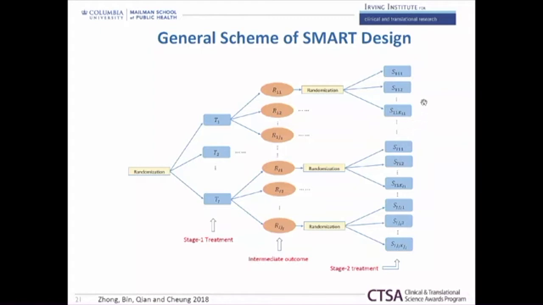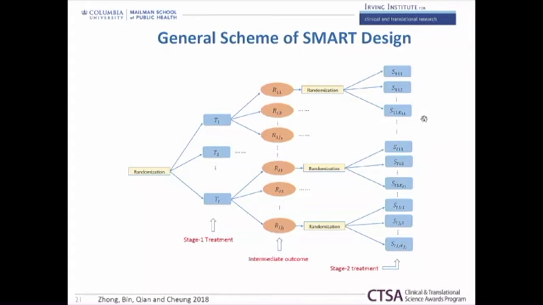Similarly, we allow the number of stage 2 treatment options to vary by different histories of stage 1 treatment and intermediate response. Suppose a patient enrolled in the trial received T1 at stage 1 and had the intermediate response R11. Based on this design, the patient will be randomized to receive one out of K11 treatment options, denoted by S111, S112 to S11K11 here.